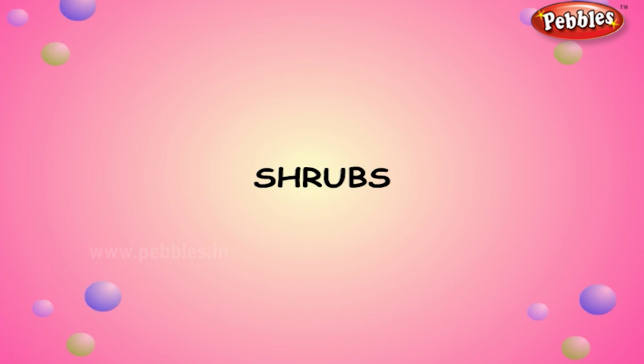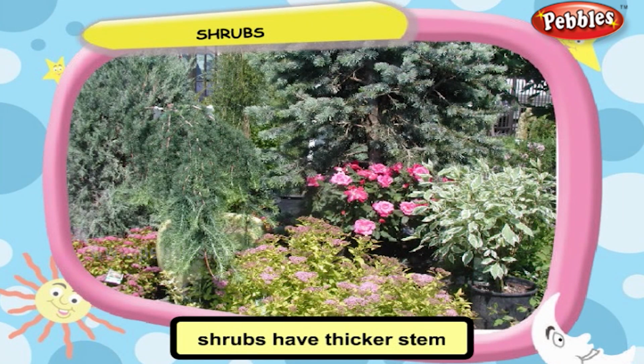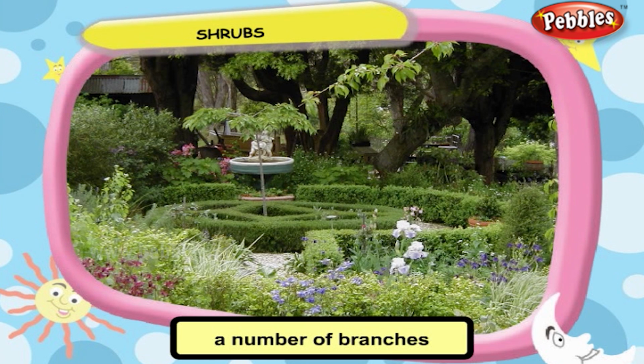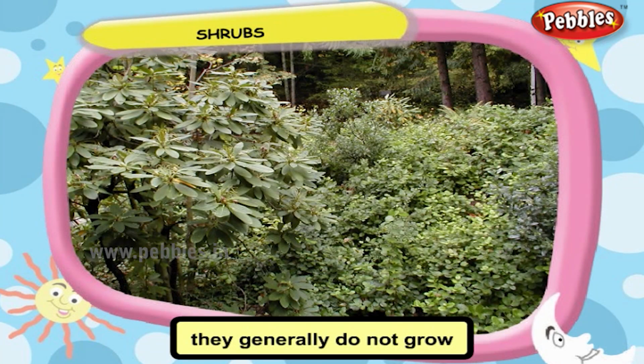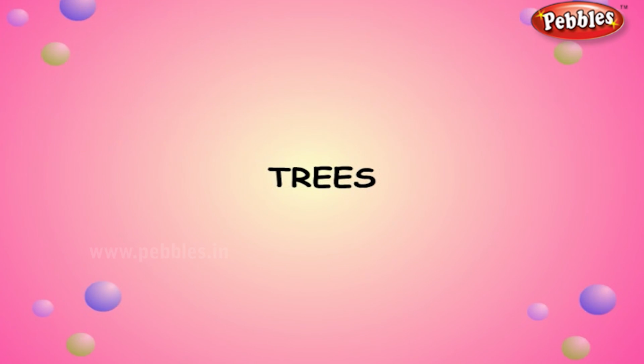Shrubs. Shrubs have thicker stem than the herbs. A number of branches grow from the base of the stem. This gives the plant a thick, bushy appearance. They generally do not grow very tall.